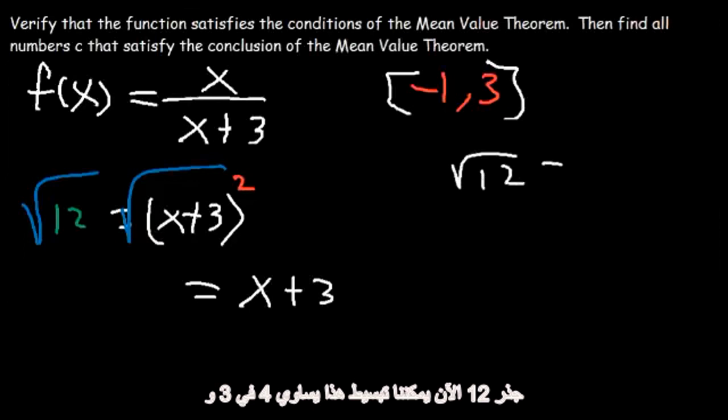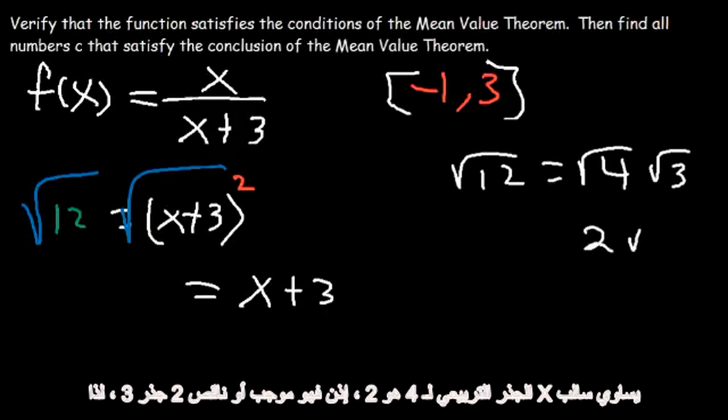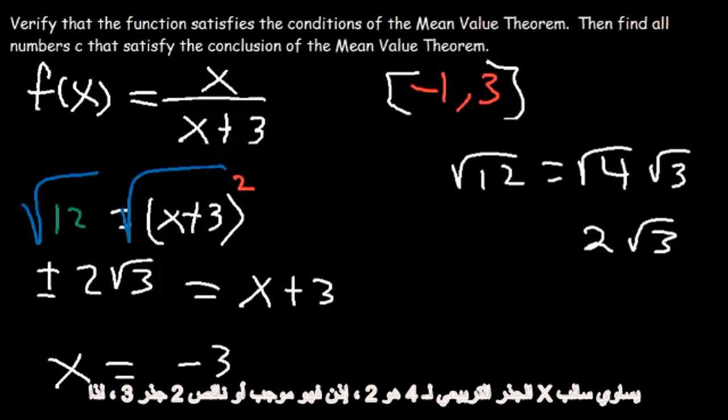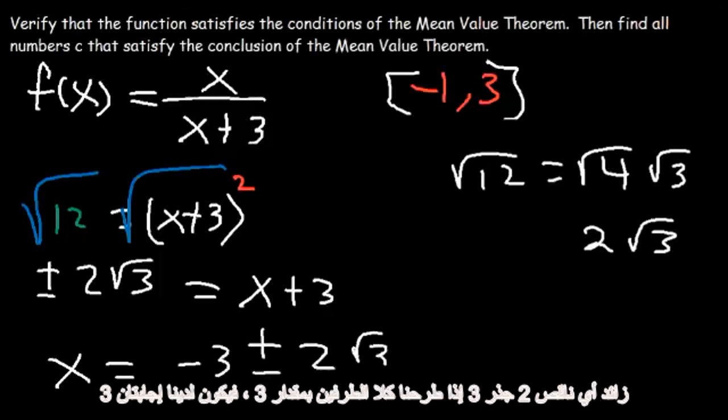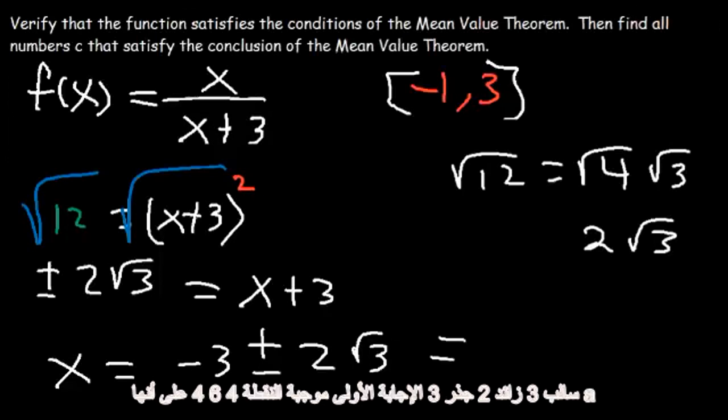Now square root 12, we could simplify it. This is 4 times 3, and the square root of 4 is 2. So it's plus or minus 2 root 3. So x is equal to -3 plus or minus 2 root 3, if we subtract both sides by 3. So we have two answers. -3 plus 2 root 3.